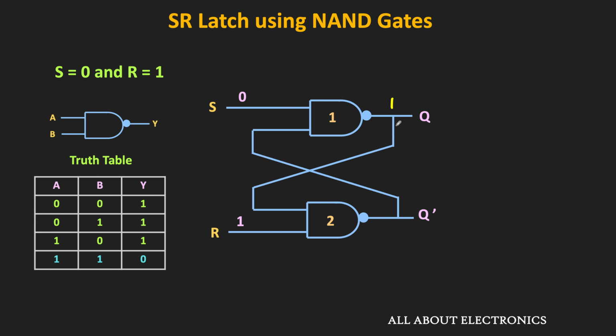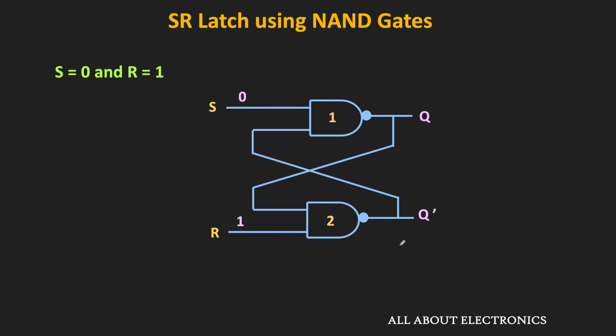That means this Q is equal to 1. And the same will also appear at the input of this second NAND gate. That means now both the inputs of the second NAND gate are 1, and therefore its output will be equal to 0. That means whenever S is equal to 0 and R is equal to 1, then Q is 1 and Q bar is equal to 0. Likewise, let us see the output when S is 1 and R is equal to 0.